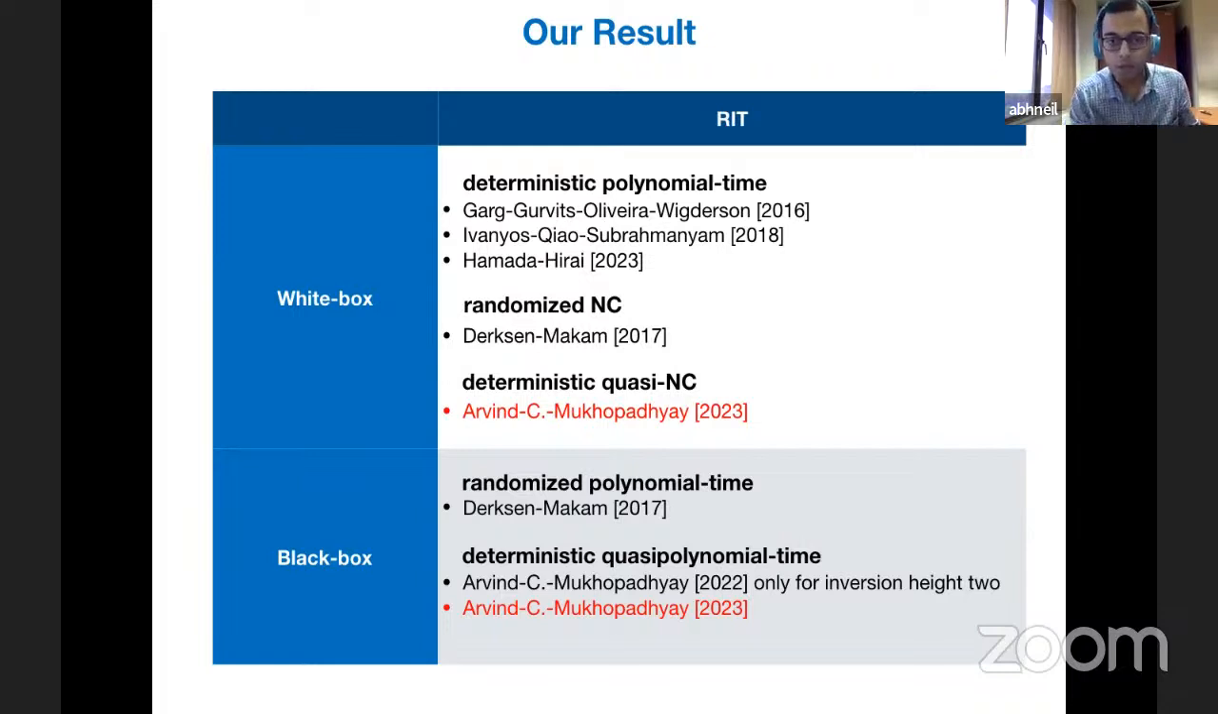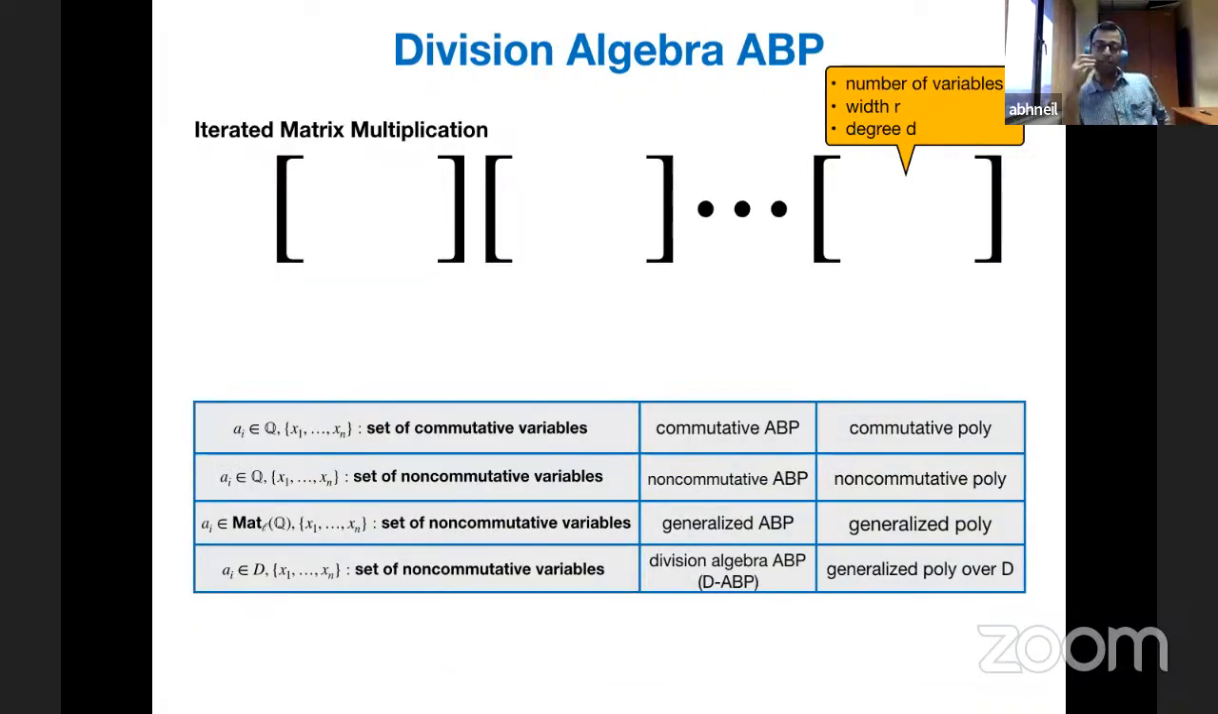Okay. So before I tell you some proof sketch, let me define a new model that we use in our proof, what we call a division algebra ABP. Probably all of you are familiar with the ABP model, that you can think of as some entry of an iterated matrix multiplication. We have a matrix product where each entry of these matrices is a linear term, a sum of a_i x_i.